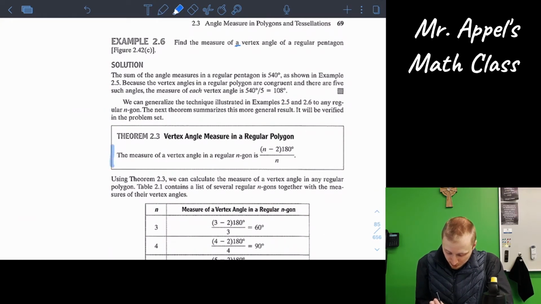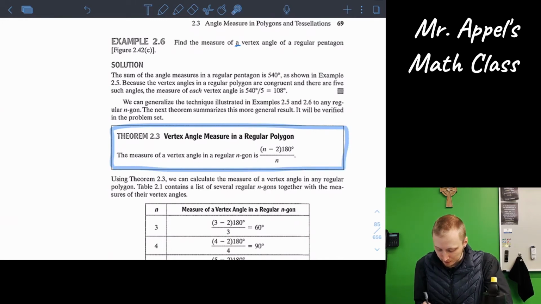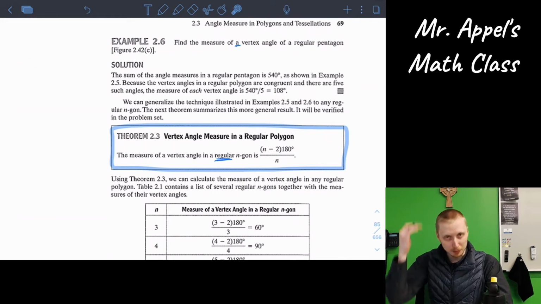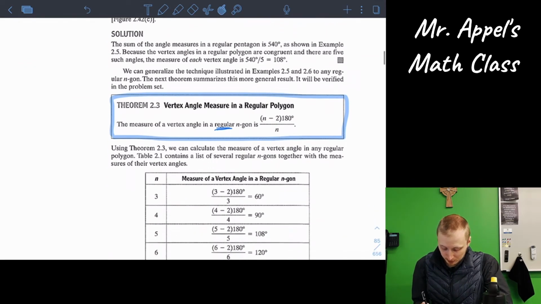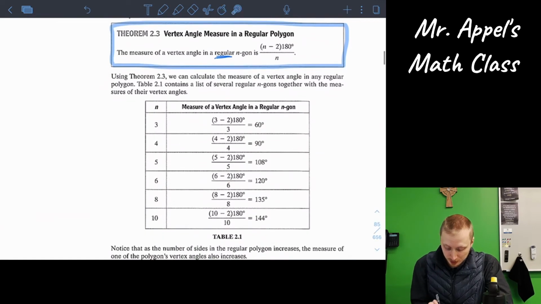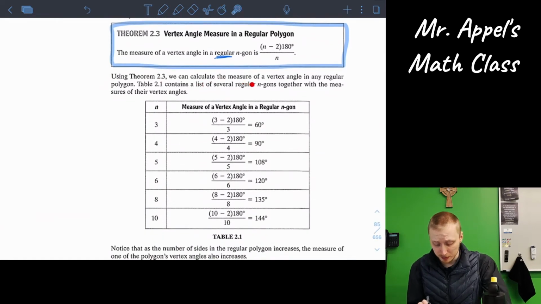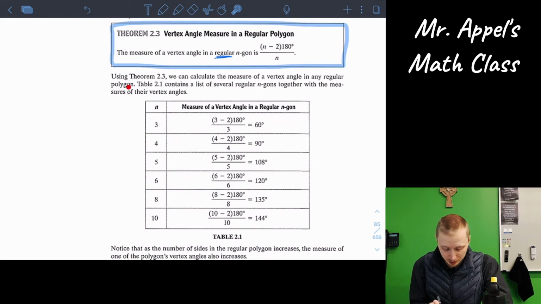So here we have it, vertex angle measures in a regular polygon. If you want the single vertex angle of any n-sided regular polygon, do note, it must be regular, it is (n minus 2) times 180 degrees, all divided by n. We've just combined those two steps into one now. So, using Theorem 2.3, we can calculate the measure of a vertex angle in any regular polygon.